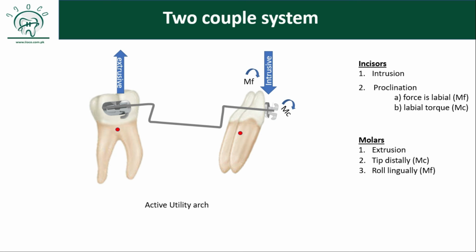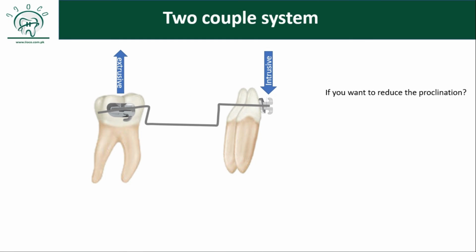Sometimes you don't want any proclination. So how to reduce this tendency of proclination along with the intrusion of incisors if you are giving this utility arch? There are two options for that. First, by giving lingual crown torque in the anterior segment of this utility arch. This lingual crown torque will actually counteract the change in orientation of the wire within the bracket. So the result will be just intrusion of incisor.